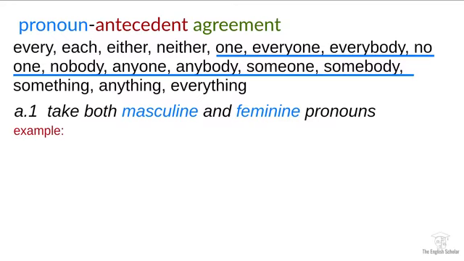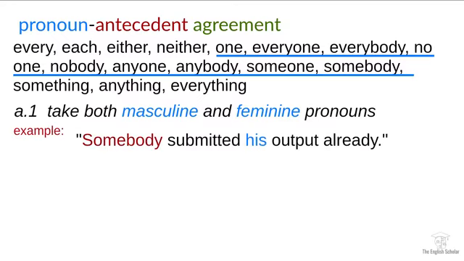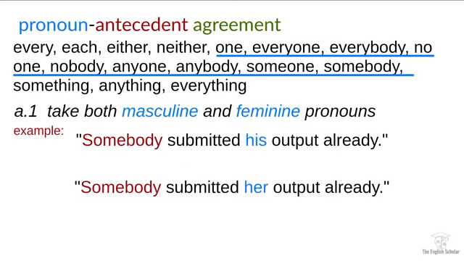For example, somebody submitted his output already. Somebody submitted her output already. If you know the person's gender, for example, masculine, and want to disclose his gender, you can use his for this sentence. If feminine, you can use her. But if you do not want to specify at all, just use either of the two.